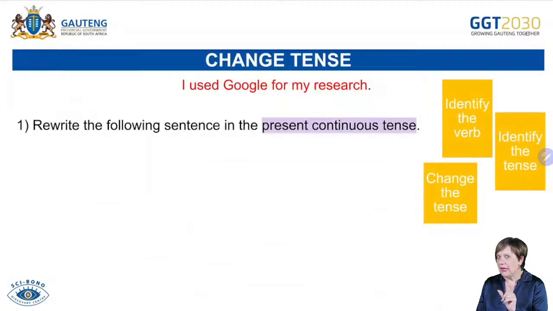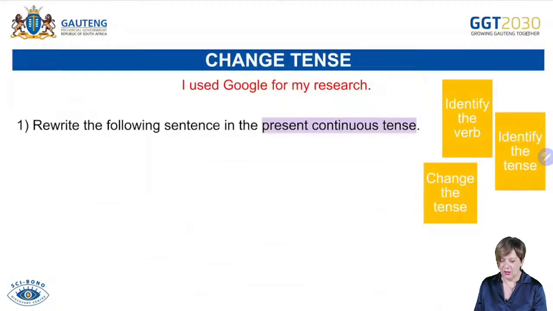So I'm very specific as to what I want. I want the present continuous. Okay, so now you have to think on your little scale, where's the present continuous tense? Now you know continuous means it's continuing. So there's an ing that you know. So where do you start? Identify your verb. Our verb is used. My tense that I've used here is past simple tense.